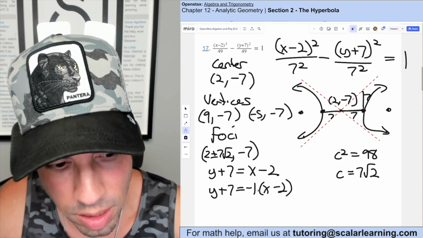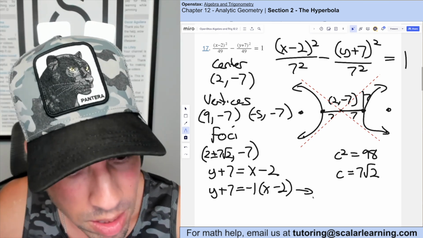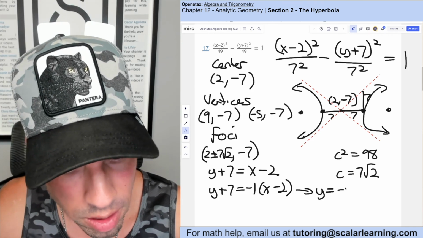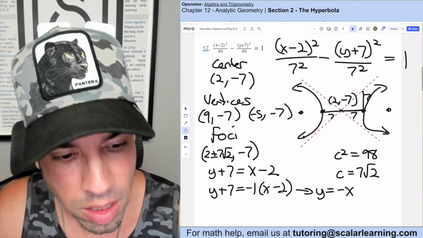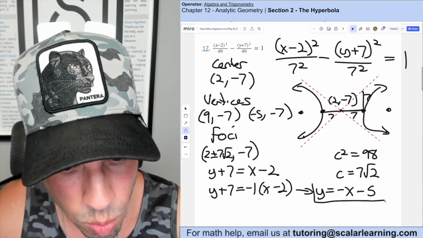Here I am going to write the negative 1, and I am going to put it in parentheses, because we have to distribute that negative 1. And then this one becomes y equals negative x, and then negative 1 times negative 2 is positive 2, minus 7 is negative 5. So this is one equation for the asymptote.